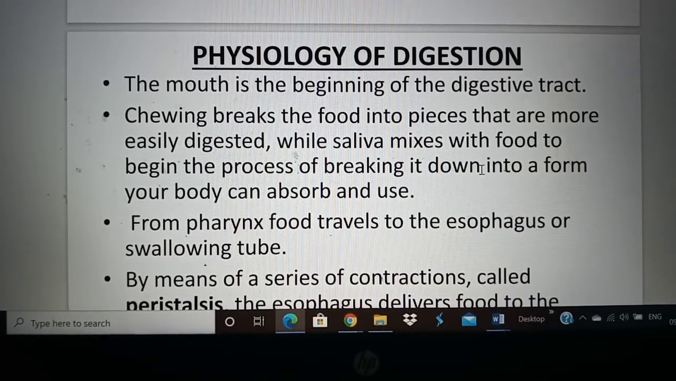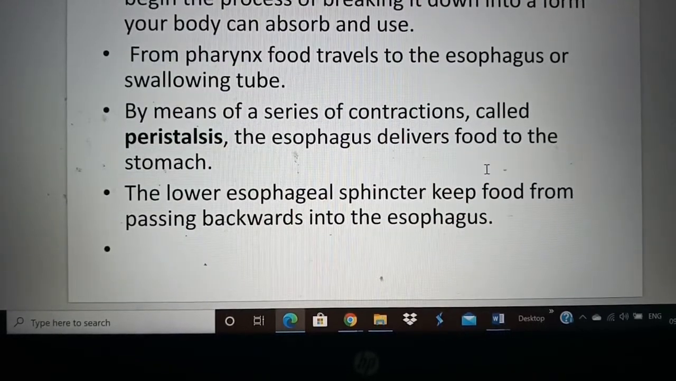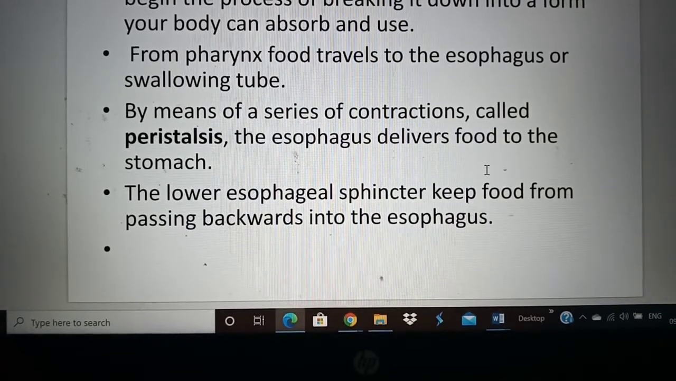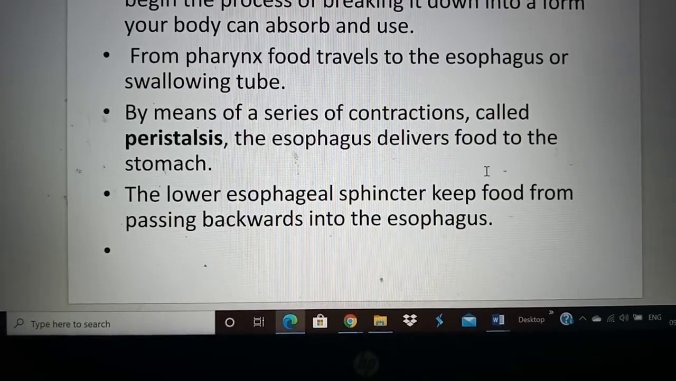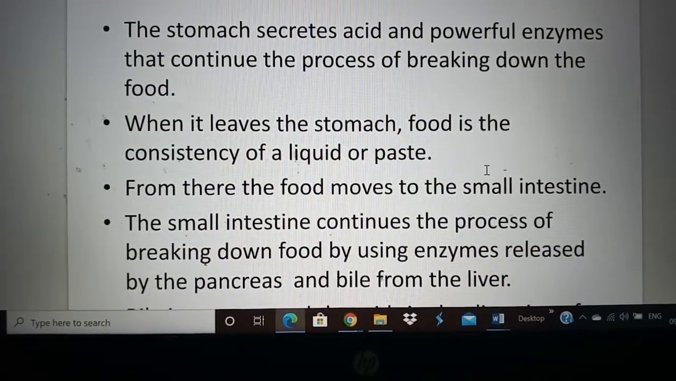Now, from the pharynx, food travels to the esophagus, the swallowing tube. In the esophagus, by means of contractions called peristalsis, the food is delivered to the stomach. It forms a fluid bolus called the chyme, which goes into the stomach.